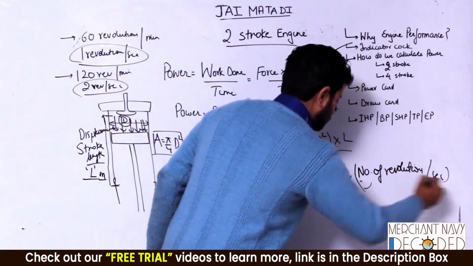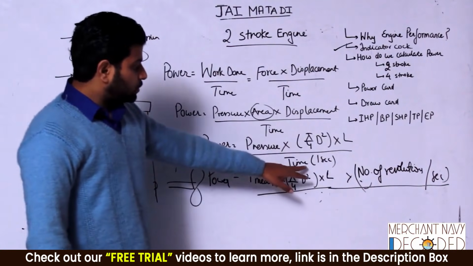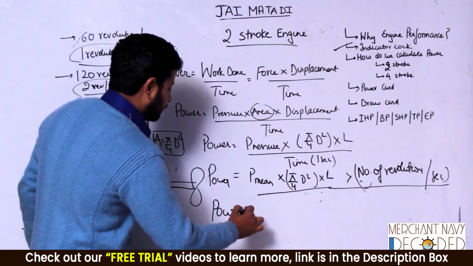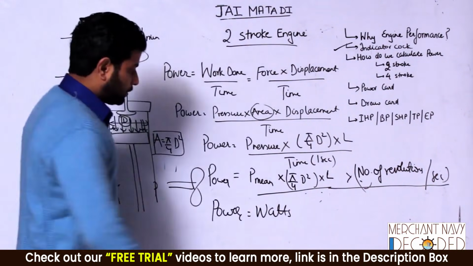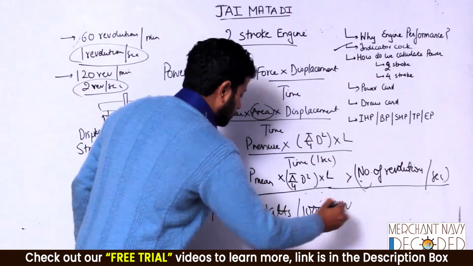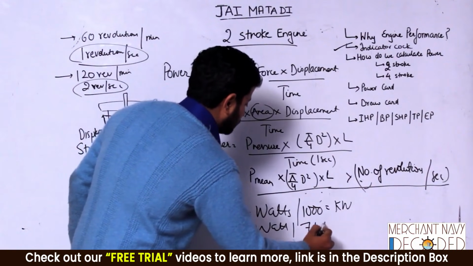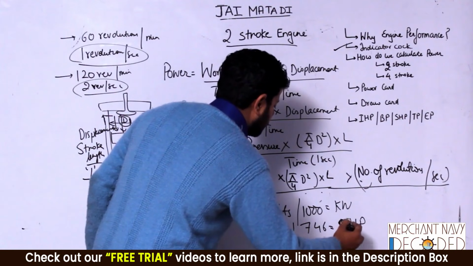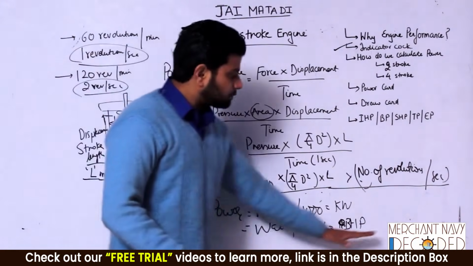Per second. Right guys? Because we need time per second, this is how we get power in watts. If you divide it by 1000, you get it in kilowatts. You divide it by 746, you get it in brake horsepower, bhp. Copied guys? This is something we have to know.